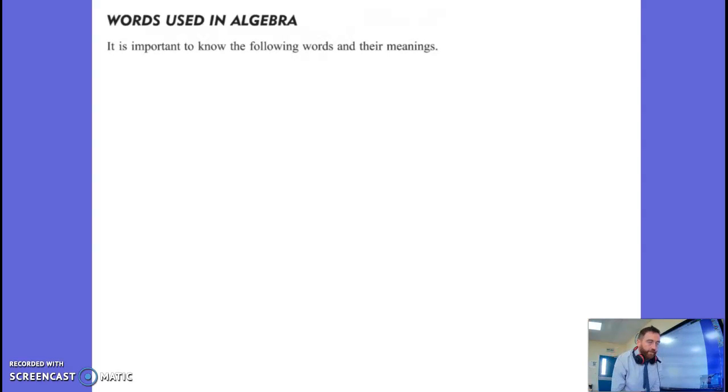Hello maths fans! Today we're looking at the language of algebra. So the words that we might use in algebra that we need to be able to recognise and understand the meaning of. So let's go through them.